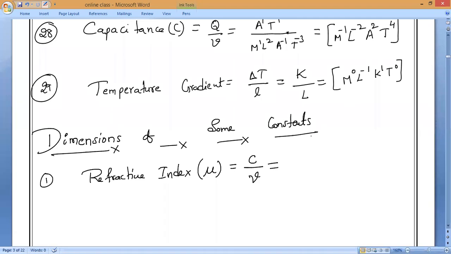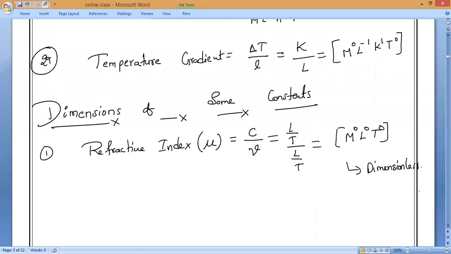Speed of light, speed means what? Distance by time, so L by T. Speed is distance by time, L by T, which is equal to, what are the dimensions? M power 0, L power 0, T power 0. Dimensionless. So what is the dimensions of refractive index? Dimensionless quantity. Is it clear, everybody? So till now we have two dimensionless quantities. This is a constant. Refractive index does not have dimensions, and as well as before, strain does not have dimensions.